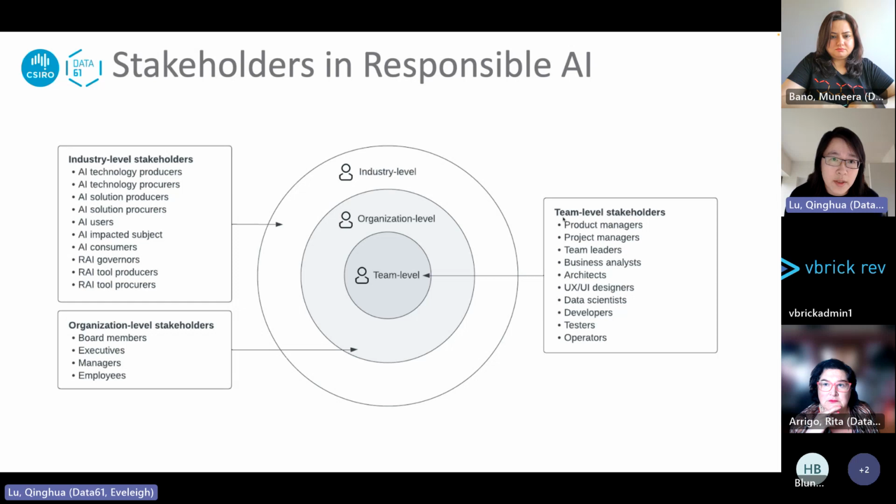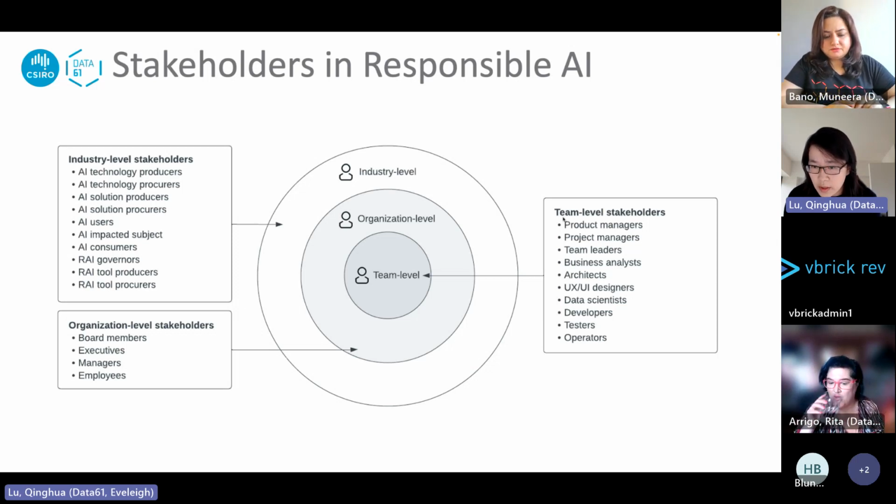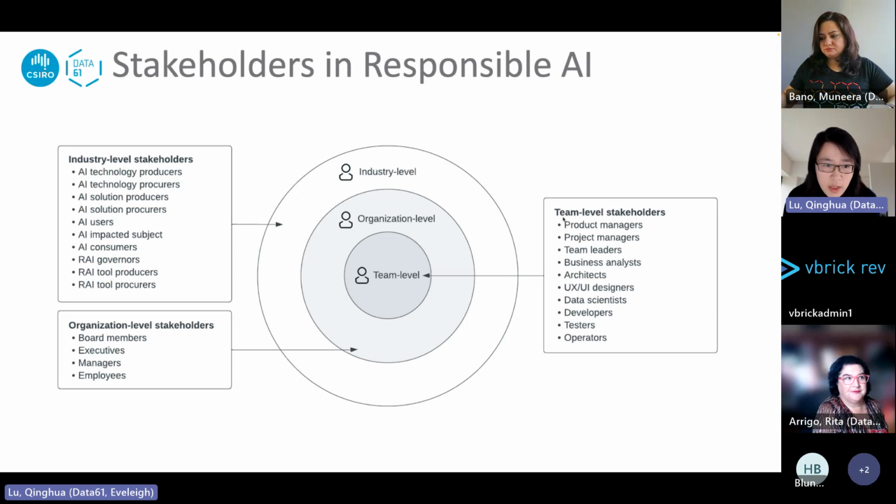In our work, we consider all types of stakeholders in the AI ecosystem. We classify the stakeholders into 3 levels, including industry level, organization level, and team level. For the team level, they are basically the roles in the development team. And organization level stakeholders include board members, senior executives, middle level managers, and employees.